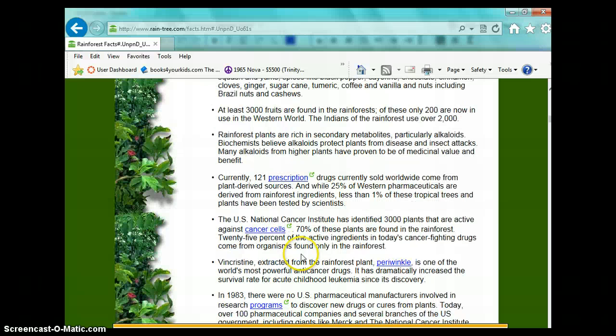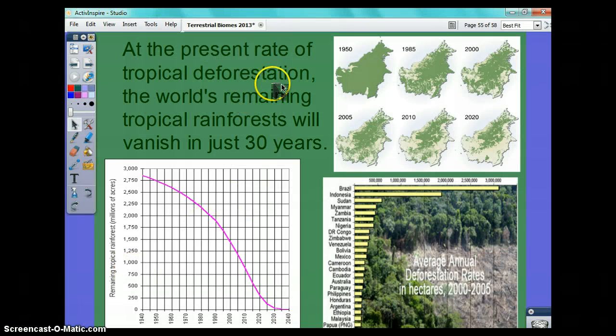So, in other words, the U.S. National Cancer Institute has identified 3,000 plants that are active against cancer cells. 70% of these plants are found in the rainforest. So, unfortunately, at the present rate of deforestation, the tropical rainforests are expected to vanish in just 30 years.